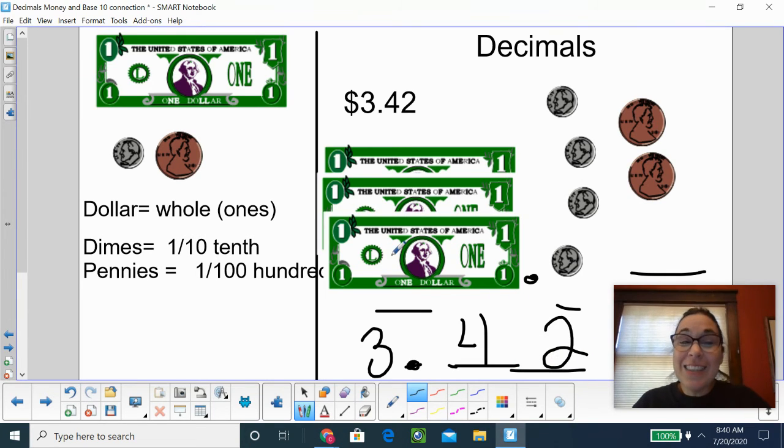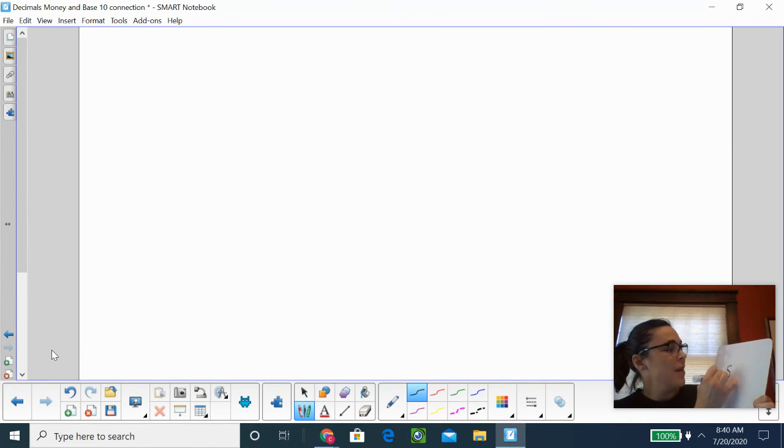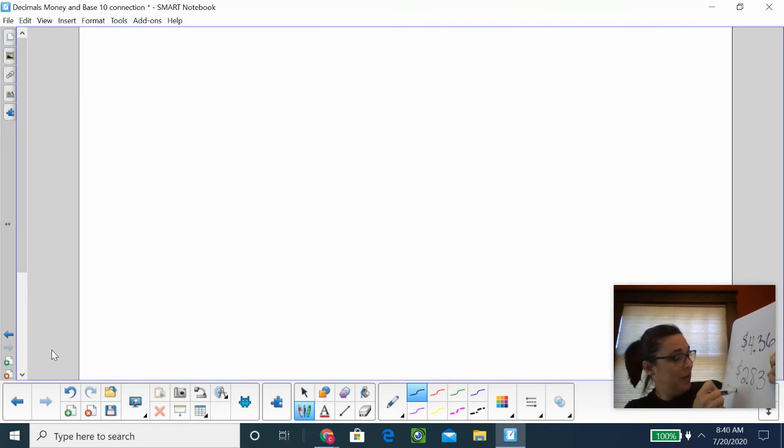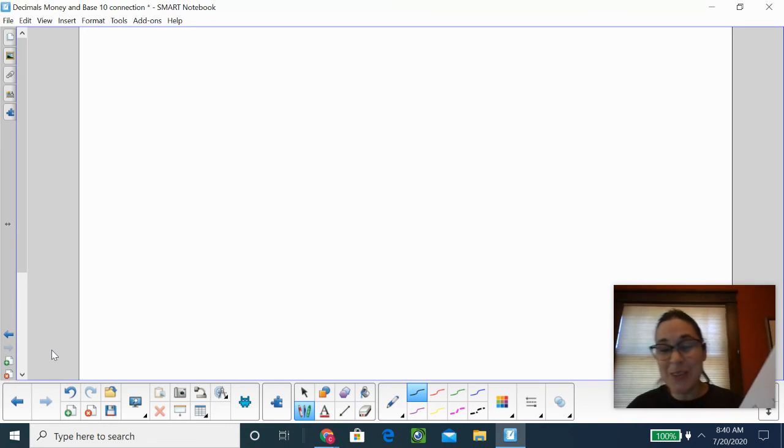So I'm going to have you now either use some manipulatives that you have, or you could just draw a picture. Let's build 2 different money amounts. Go ahead and build $4.36 and $2.83. You could draw it using symbols, or you could use the amounts. When you have that, you'll take a picture if you can and send it to me. Otherwise, be prepared to talk about it in our next class meeting. Thanks.